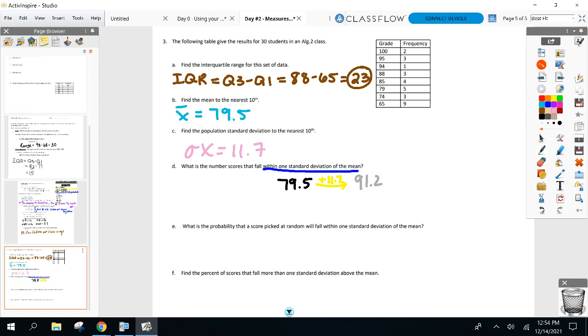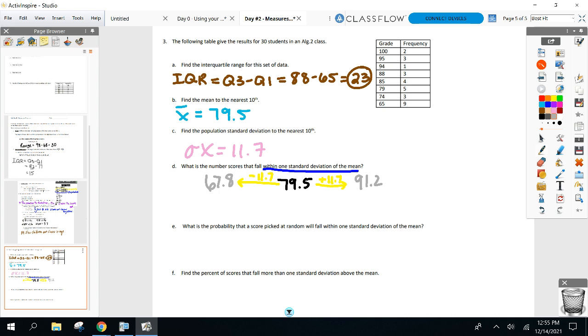91.2. And on the other side, I'm also going to subtract the standard deviation. Look, this is a standard deviation, 11.7. Another standard, this is within one standard deviation right here. Add and subtract it. And what do I get on the other side? 67.8. So any score that's between 67.8 and 91.2 will be within one standard deviation of the mean.